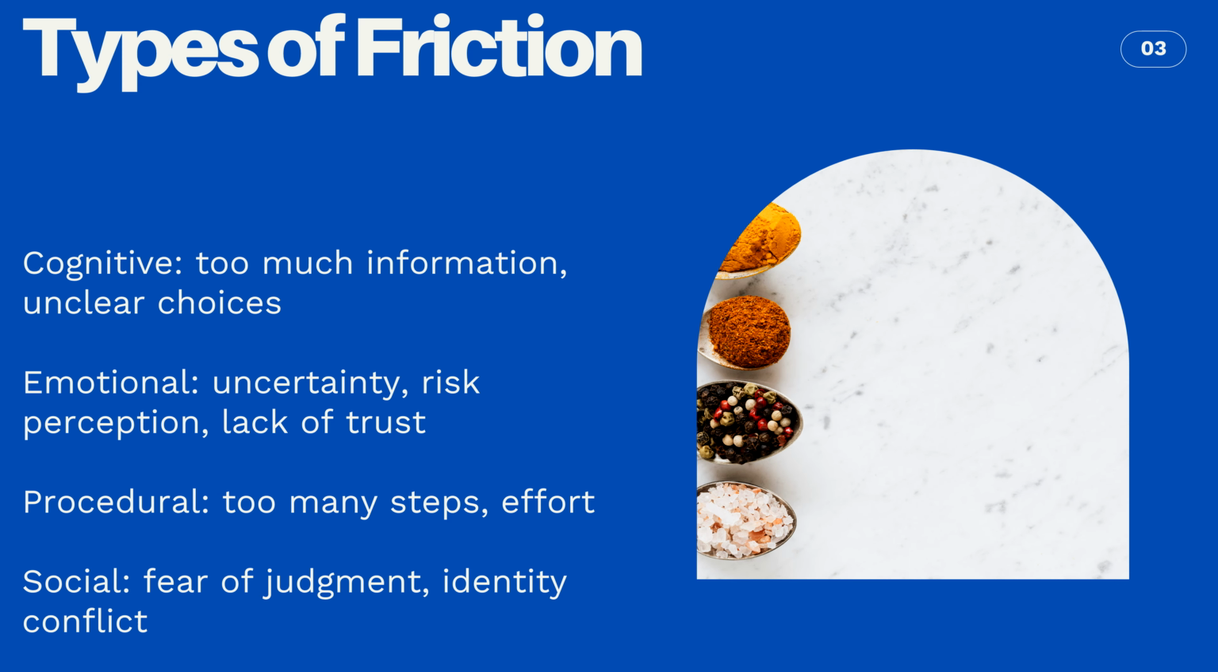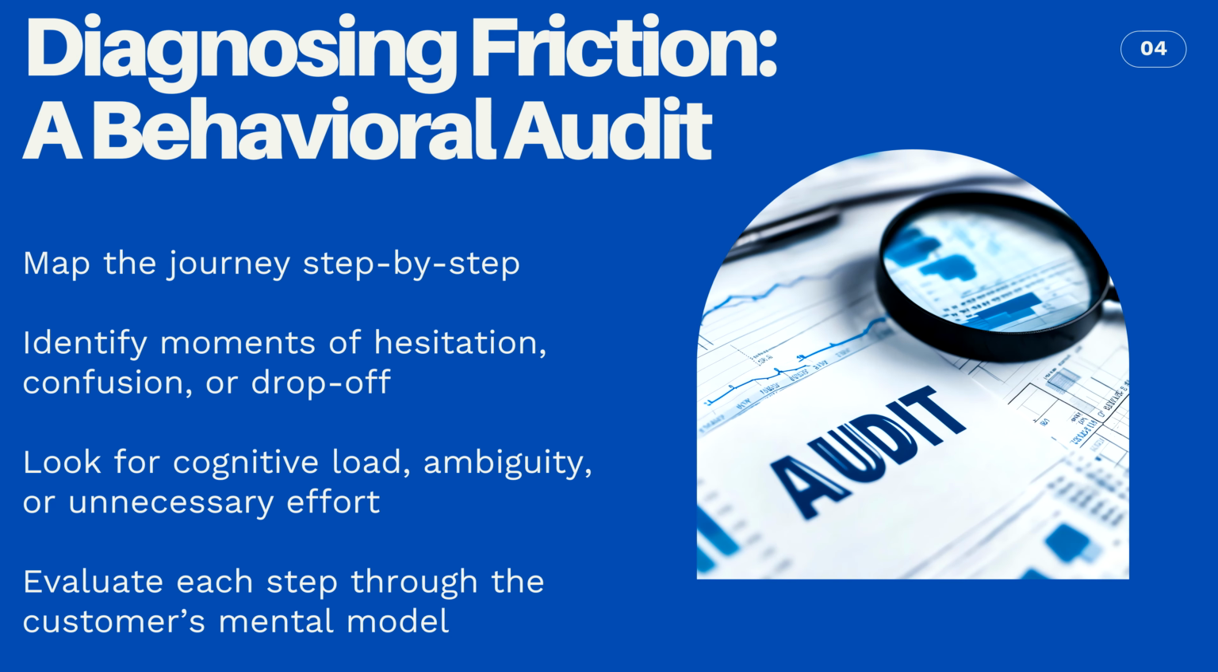Diagnosing friction requires a structured behavioral audit, a method grounded in behavioral diagnostics, journey mapping, and cognitive task analysis. Start by mapping the journey step by step. This aligns with sequential processing theory, which shows that behavior unfolds in stages, each with its own cognitive demands. Then identify moments where customers hesitate, slow down, or drop off. These micro moments are where friction hides. Research on micro behaviors shows that hesitation is often a precursor to abandonment.